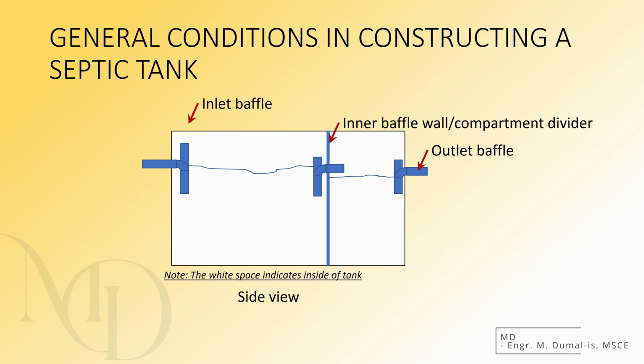Here we can see the location of the inlet and outlet baffle fixtures. These are the key points where wastewater enters and leaves the septic tank, and the baffles control the flow between compartments.